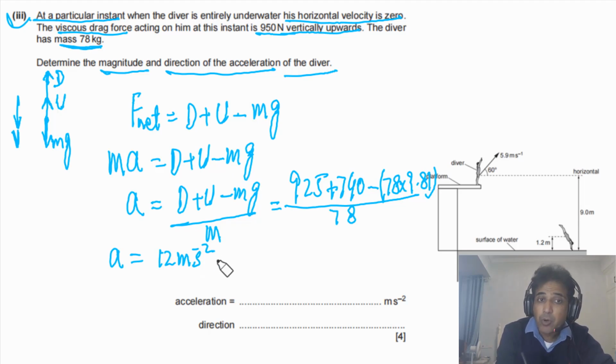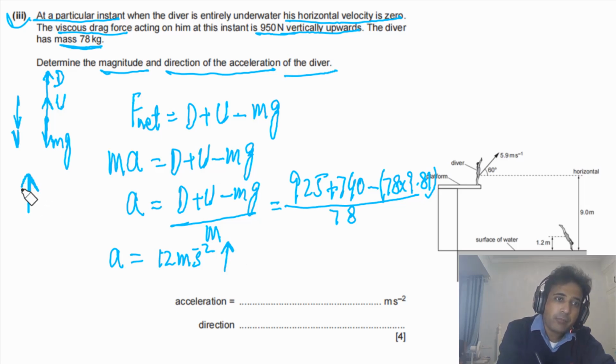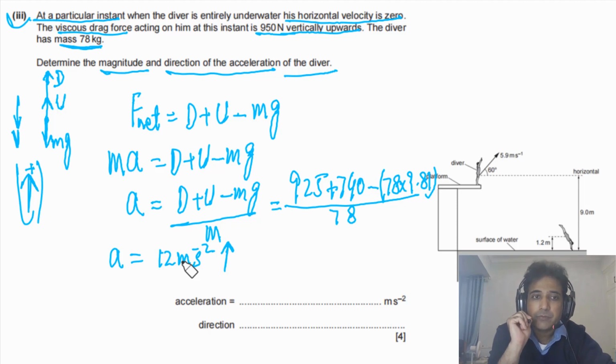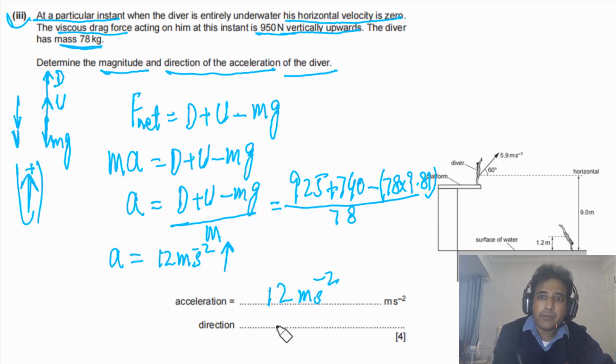As the sign is positive, it means acceleration is in the upward direction, because we have taken upward as positive, and the final answer is also positive. It means net force is in the upward direction. So simply we can say the value of acceleration is 12 meters per second squared, and the direction is vertically upwards. So this is how you can answer.